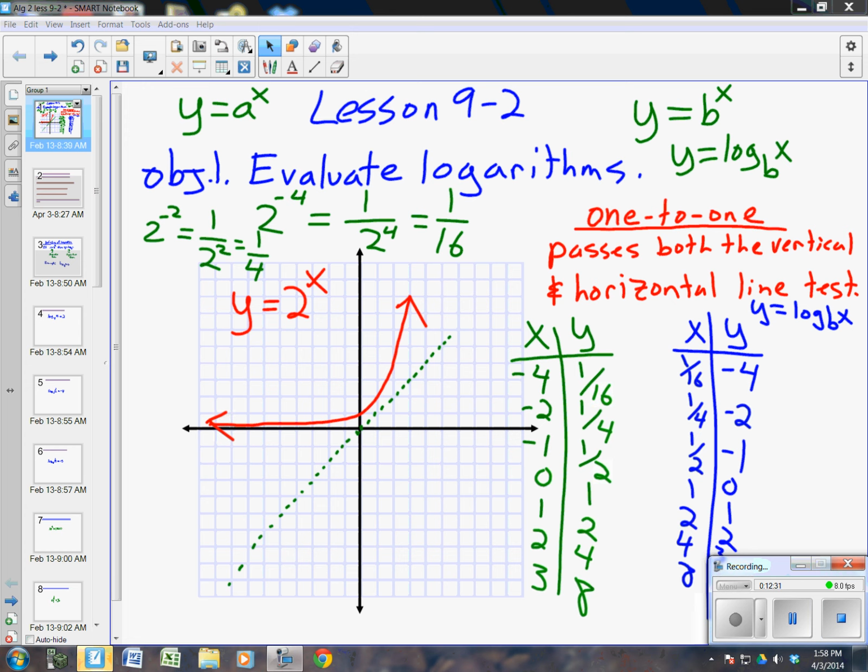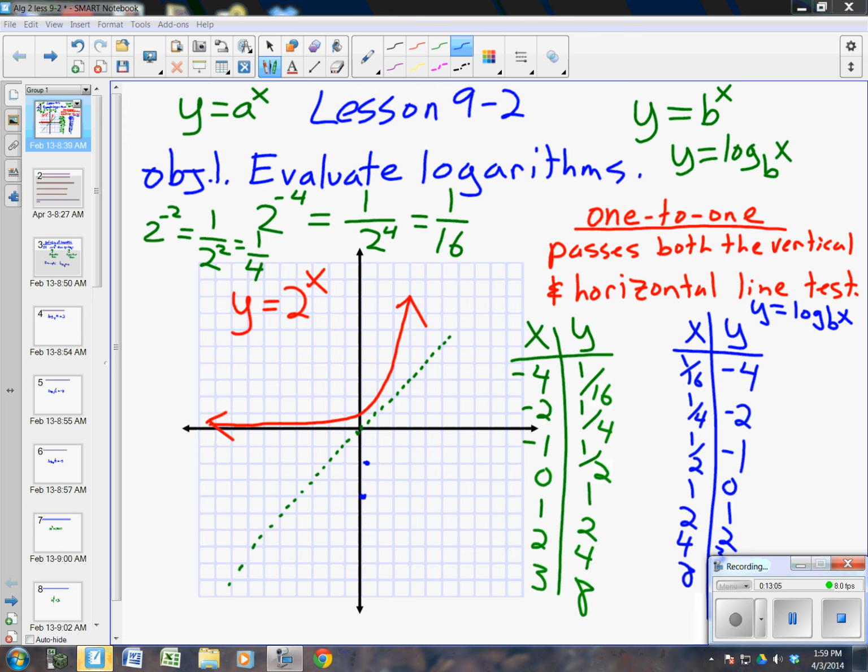So we're going to plot those points right here, and we are going to get our new function right here. So we're going to plot 1/16 comma -4. Well, we go over 1/16. That's not very far. 1, 2, 3, 4. It's right by the line right there, right? Okay. 1/16, -4. 1/4, -2. So we're going to go to about right there.